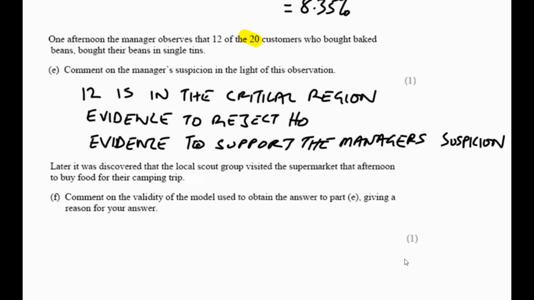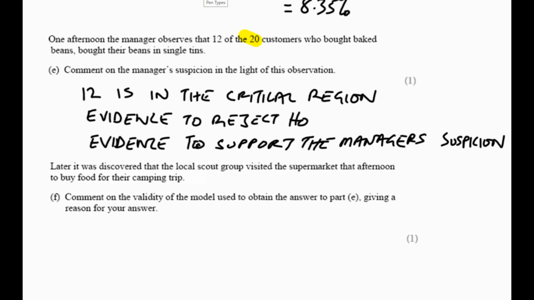Okay, finally, later it was discovered that the local scout group visited the supermarket that afternoon to buy food for their camping trip. Comment on the validity of the model used to obtain the answer in part E, giving a reason for your answer. Okay, now that I know that there was actually a scout group who are a lot more likely to buy single tins of beans, while we were conducting the investigation, it seems it may have changed our results unnecessarily. Why does it no longer fit with the binomial distribution?